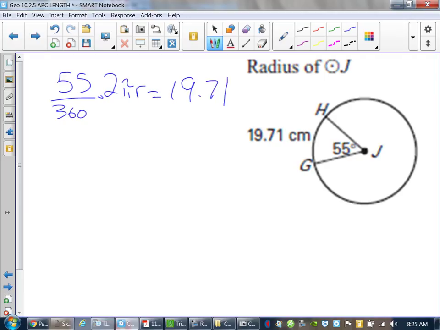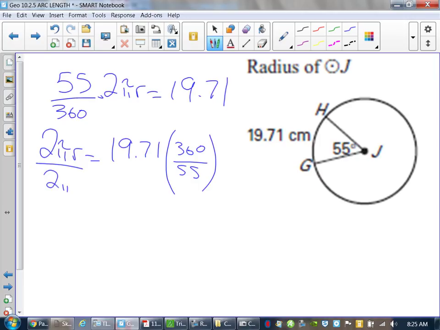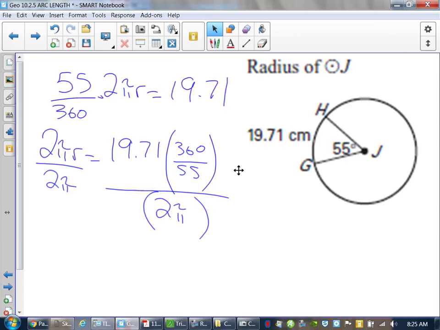So right away, you've got your 2 pi r is going to equal 19.71 times 360 over 55. And then to that, you divide it out by your 2 pi. Wait, I have a question. In the page, it says that 360 goes under it. Yeah, it's central angle over 360. But then how do you undo multiplying by a fraction? You multiply by its reciprocal. Oh, so when you go to the other side, yeah.